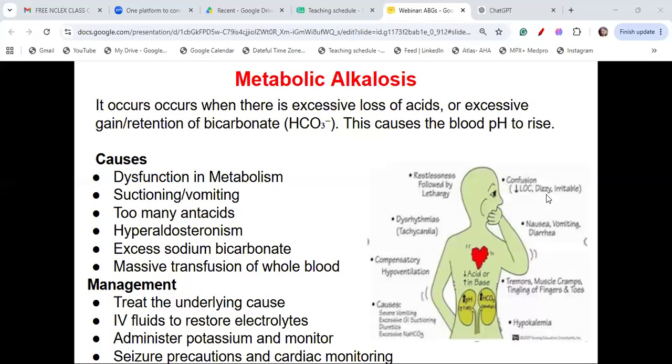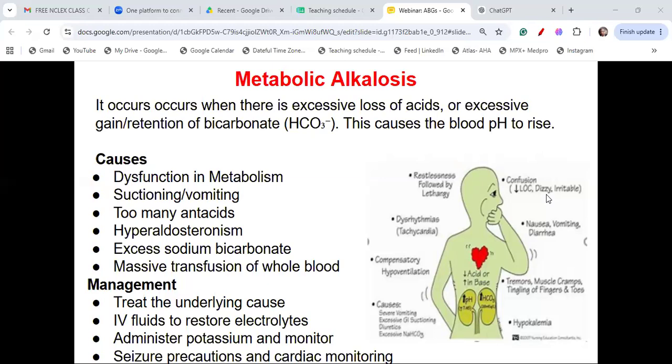Last but not least, we have metabolic alkalosis. Metabolic alkalosis occurs when there is excessive loss of acids or excessive gain or retention of the bicarbonates. Hence, it causes the blood pH to rise.